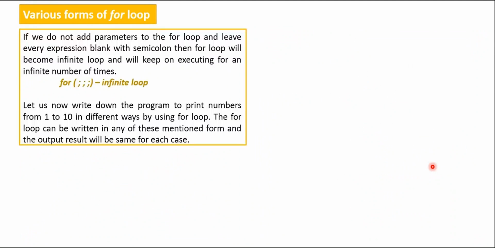If we do not add parameters to the for loop and leave every expression blank with semicolons, then the for loop becomes an infinite loop and will keep on executing an infinite number of times. As you can see, we have not added any expression, whether initialization, test or update. I have added just 3 semicolons, and if you execute this loop and write anything within the body, it will be executed an infinite number of times. Let us now write the program to print numbers from 1 to 10 in different ways by using the for loop. The for loop can be written in any of these forms, and the output will be the same for each case.